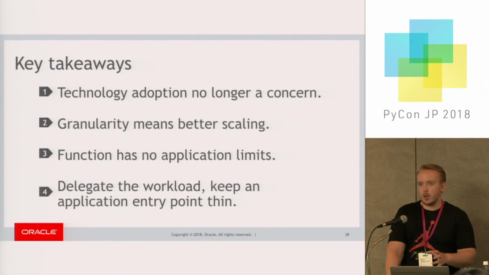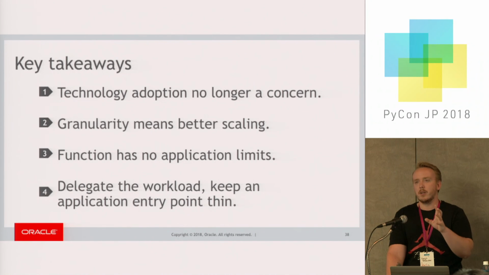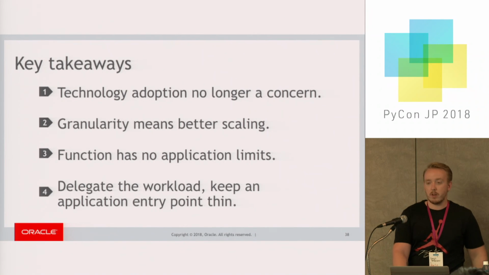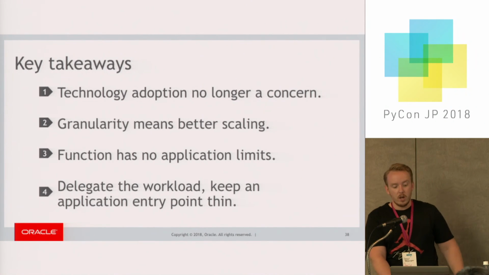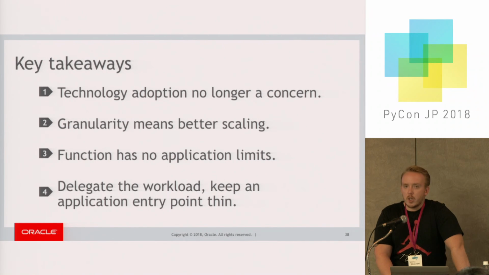So your function should do only one task at the moment. If you need to do more, build sequential tasks, build sequential serverless applications. The application inside the function itself doesn't have a limit. You can put whatever technology in it that you would like to use.